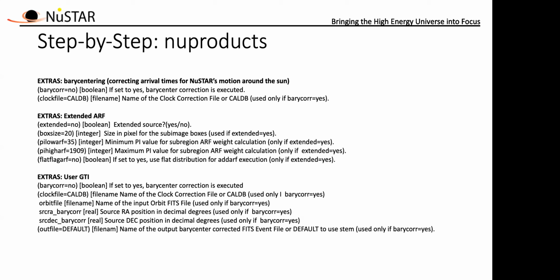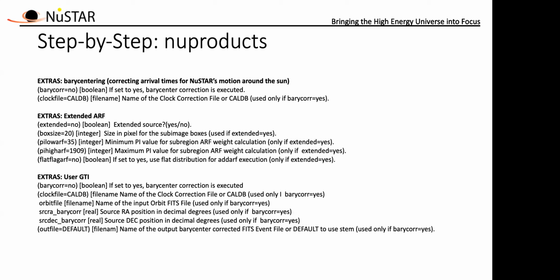So there's those, and then you can apply user GTI. So if you've looked at a light curve, yes, you can apply the barycentric correction in there. If you're doing timing analysis and you have a pulsar, the barycentric correction happens inside nuproducts. So you just pay attention to that.